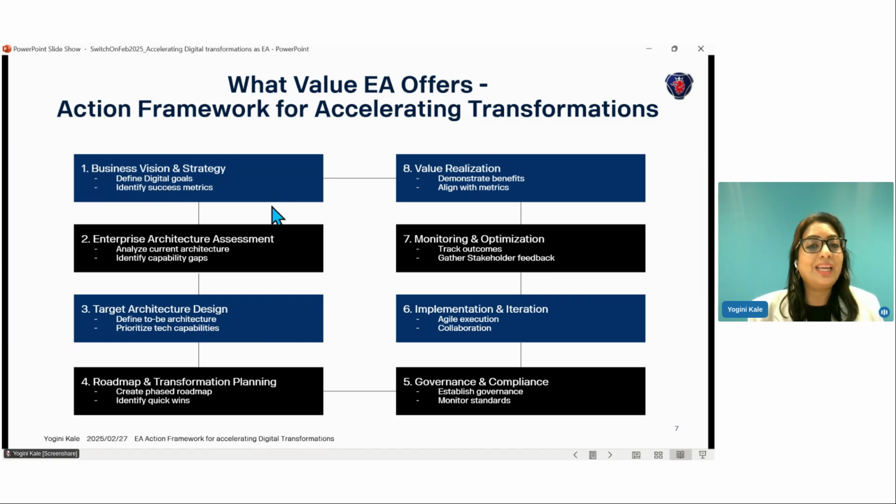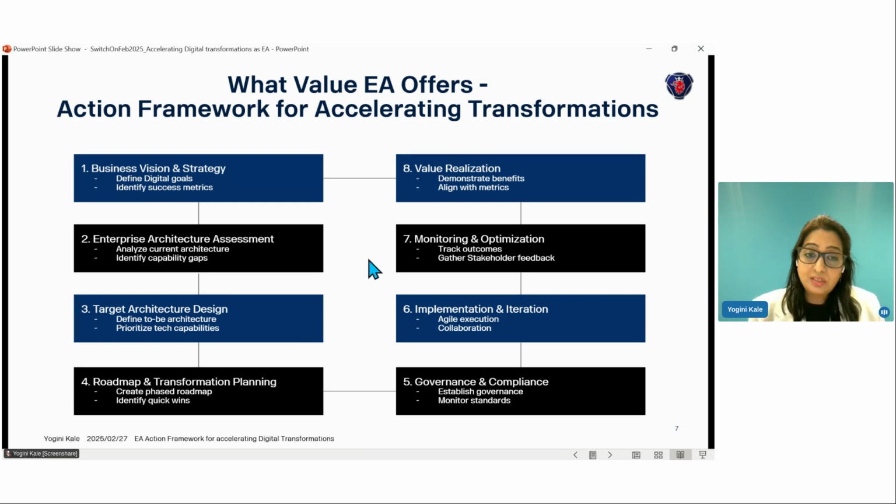You could be at any stage out of these, and it's not always that EA is involved right from the beginning. So no matter at what stage of the transformation you are engaged in your organization, you can always use this as a guidance to see what are the concrete actions that you can take, irrespective of whatever stage you are on.